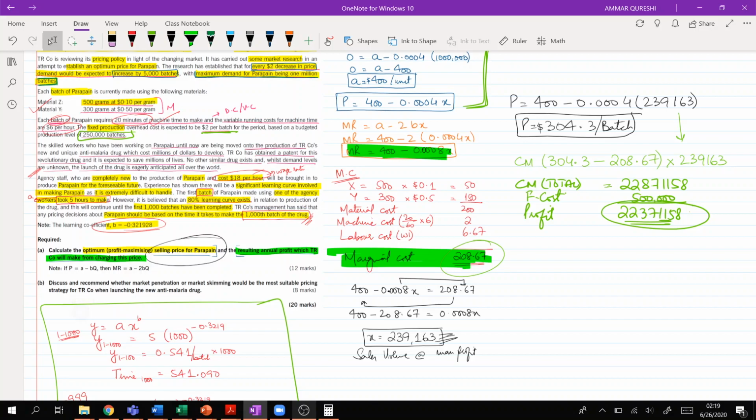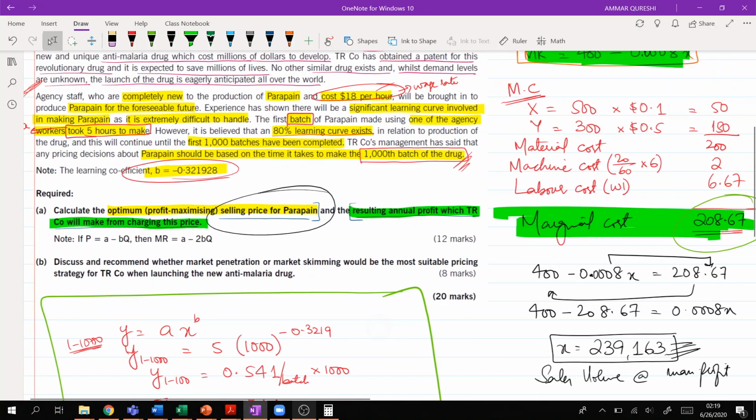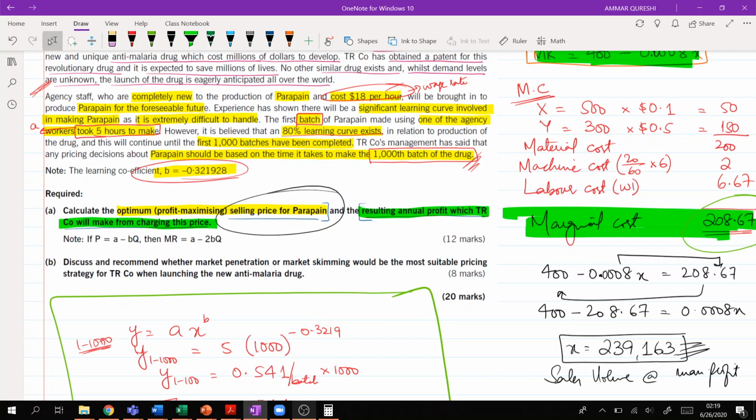Now what's next? The next point is a simple discussion: discuss and recommend whether market penetration pricing or market skimming pricing would be the most suitable pricing strategy for TR company when launching a new malaria drug, right? So first of all, let me tell you the concept of market penetration pricing and market skimming pricing.